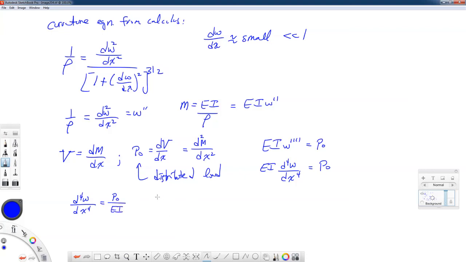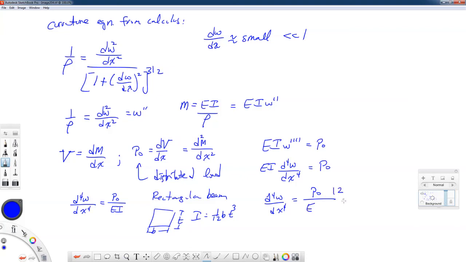Now the last thing I want to mention is for a rectangular beam, where this is the dimension t, and we have some base dimension right here. The moment of inertia is 1/12 that base times that height cubed. And so then we can write this fourth order differential equation as equal to P naught over E. We'd have a 12 on the top and a b and t cubed on the bottom.